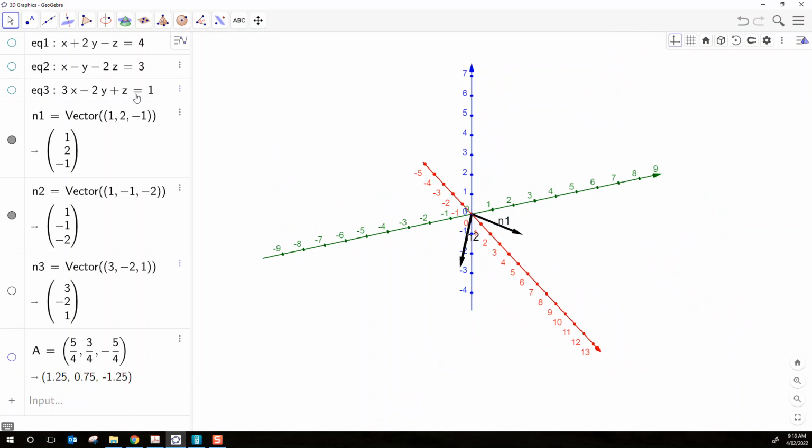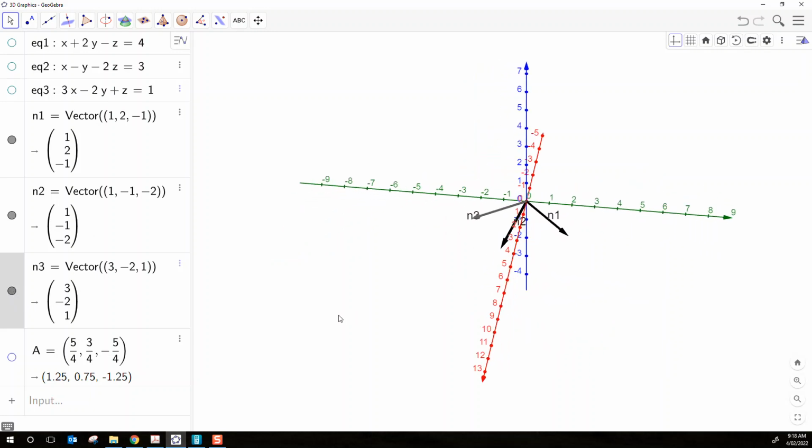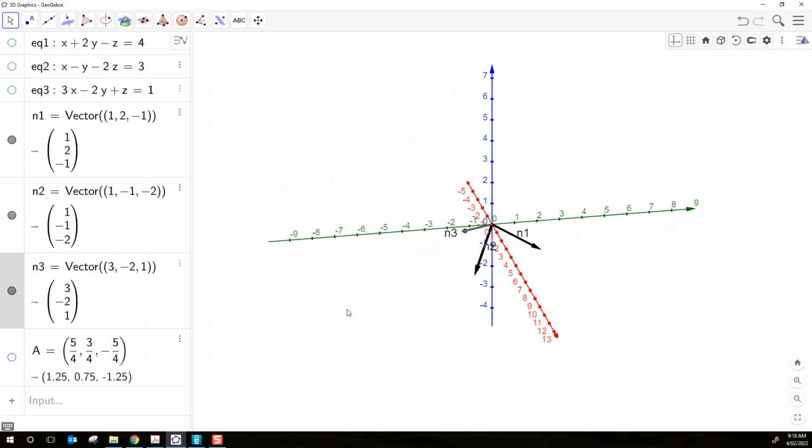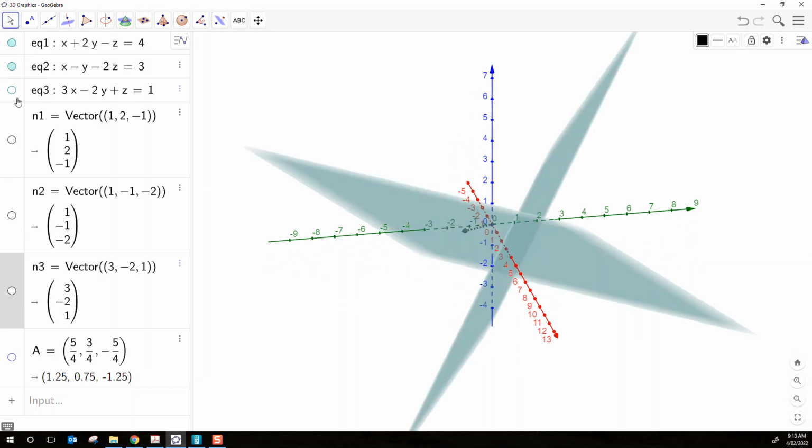3x take 2y plus z equals 1. The normal is 3, negative 2, positive 1. There it is. Let's draw that one. And again, it's a different direction to the previous two. It looks like all three of our planes will not be parallel. That's good. We have a consistent set of equations.